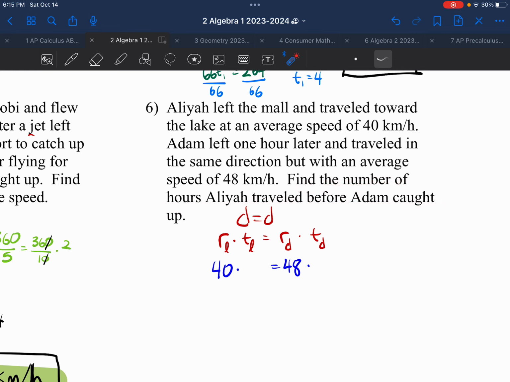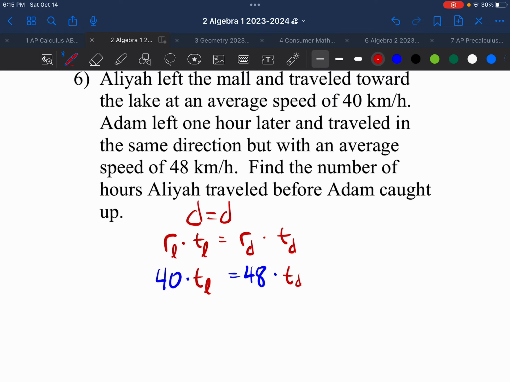We don't know anything else, so we just have to copy down this variable. When I copy down that variable, it's kind of sad. We say Aaliyah's time and Adam's time. We have one equation with 2 variables. 2 variables means 2 equations. I need to have some sort of a secondary system here, a second equation.